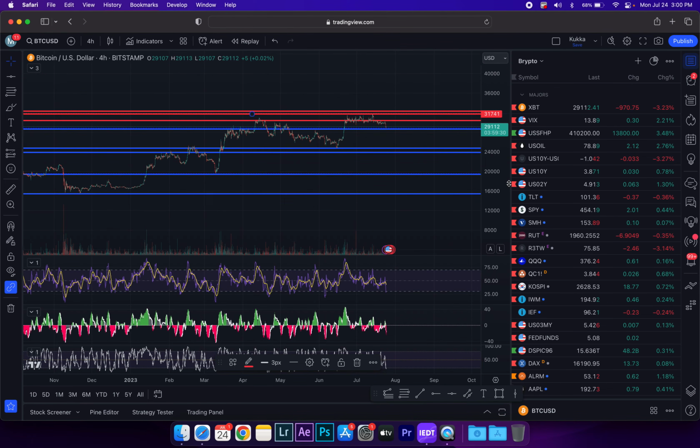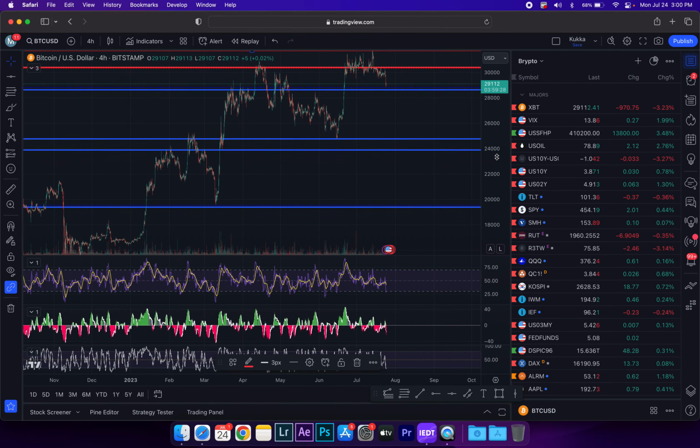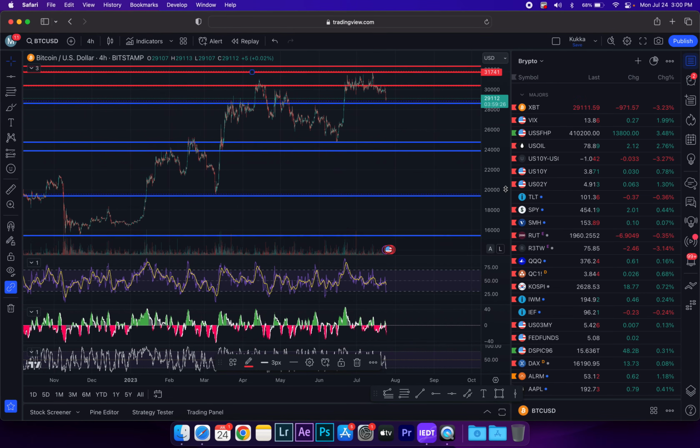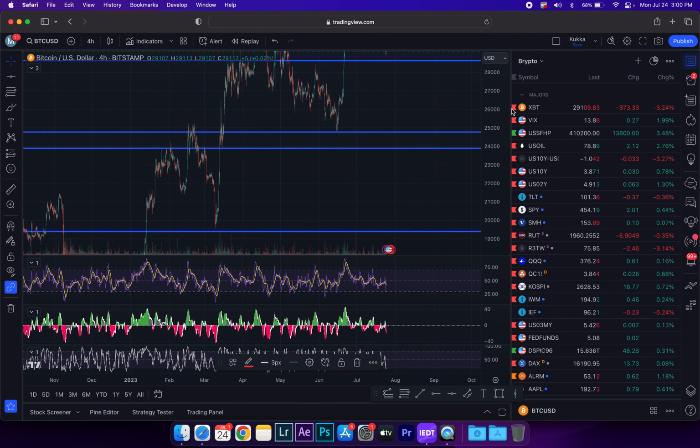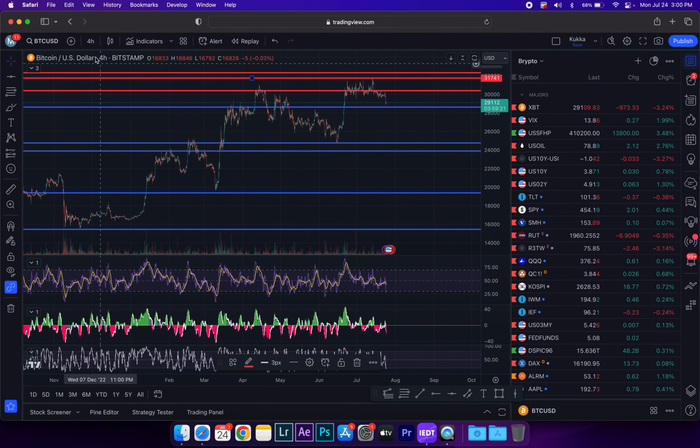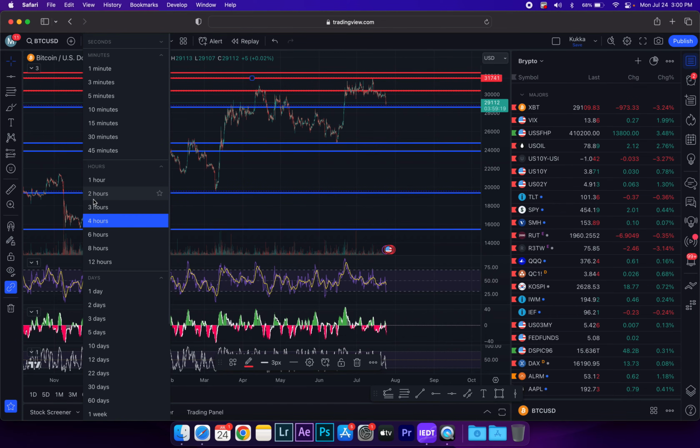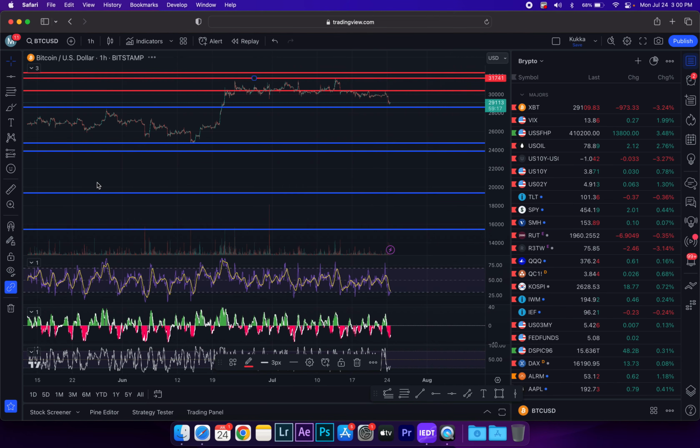So this will be red because this is resistance. And let me zoom in a little. I think that should be it for the 4 hourly time frame, right? So once we're done with the 4 hourly time frame, we'll go on to the 1 hourly time frame.